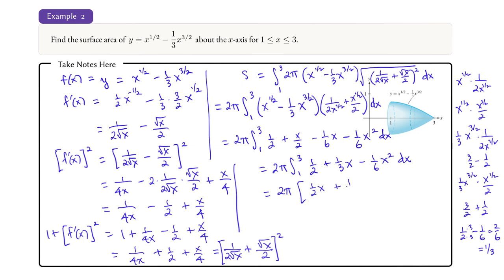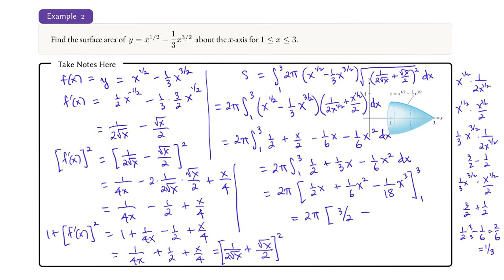The antiderivative of 1/2 is 1/2 x. The antiderivative of 1/3 x is 1/6 x squared. And the antiderivative of 1/6 x squared is 1/18 x cubed. We then apply the fundamental theorem of calculus.